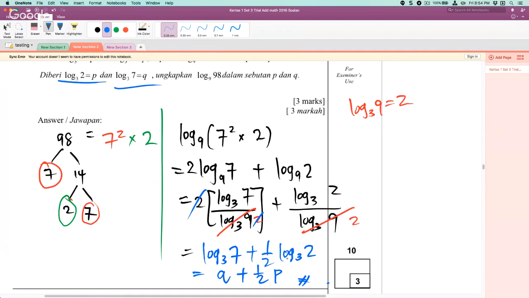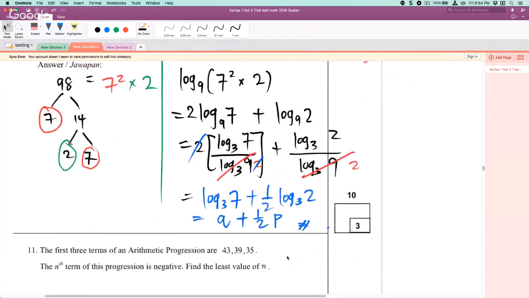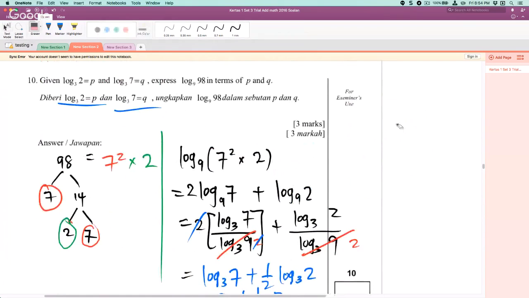It's not really hard. Sir, can show other example like 98? Yeah, definitely. Okay, if you do not like 98, maybe we try something really big. This is just an example, nothing to do with this question. Since the student asked about this, let's say I change the question a bit. I say this is log 3 of 2744, and then I ask you to use log 3 of 2 equals P and log 3 of 7 equals Q to express this one in terms of P and Q.